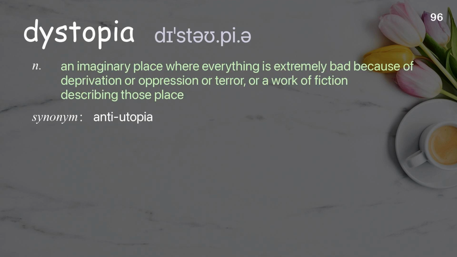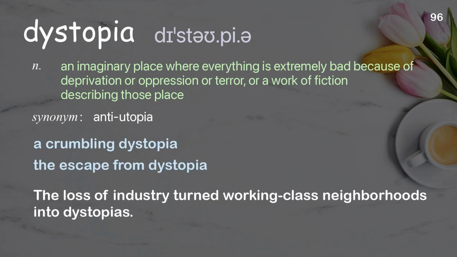Dystopia. An imaginary place where everything is extremely bad because of deprivation or oppression or terror, or a work of fiction describing those places. Examples: A crumbling dystopia. The escape from dystopia. The loss of industry turned working class neighborhoods into dystopias.